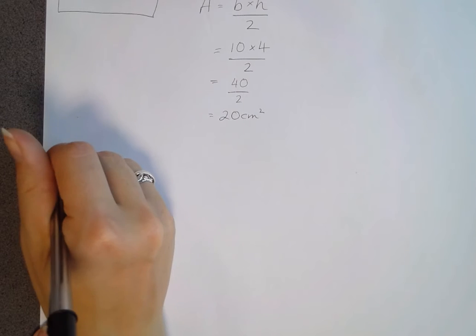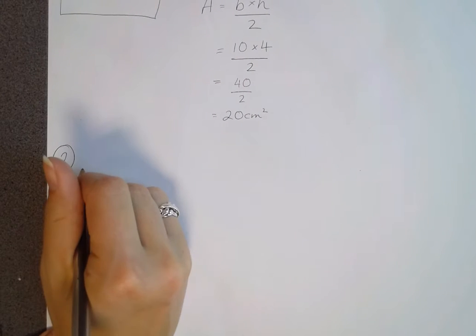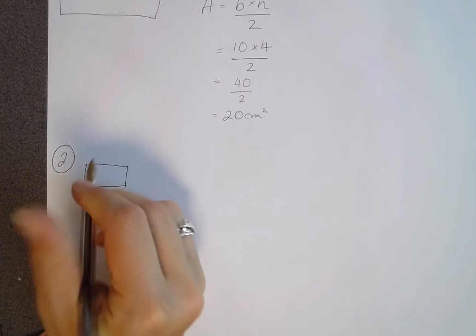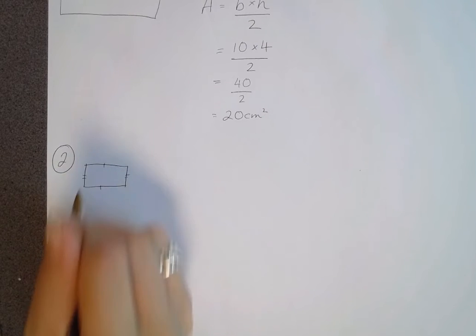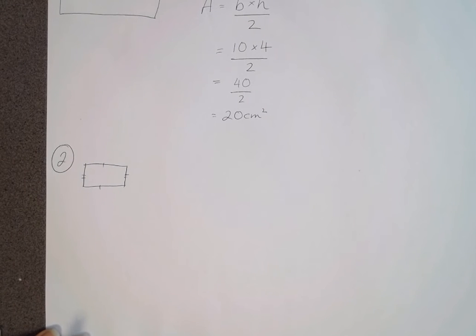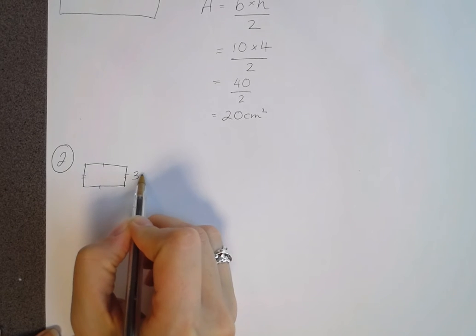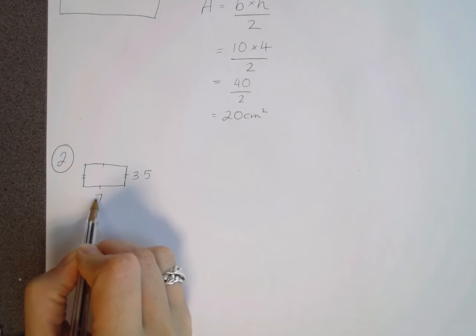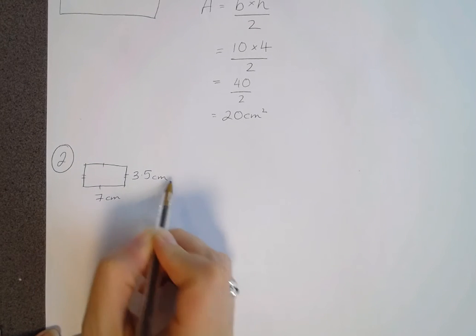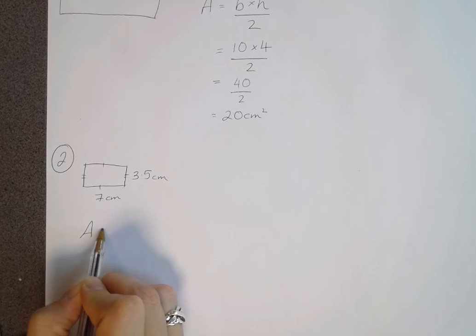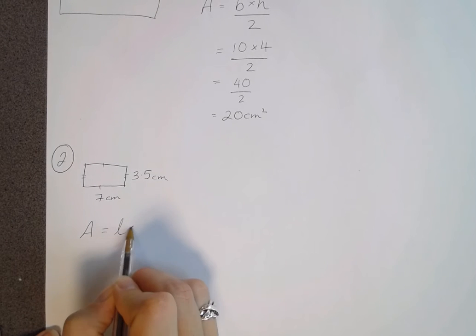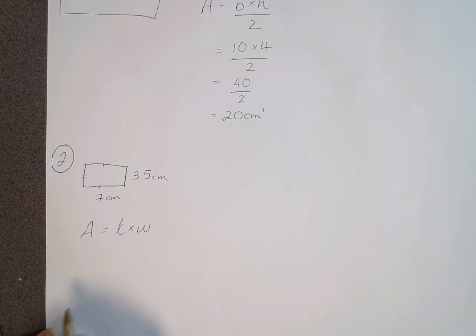All right, our second question. I'm going to give you a nice easy rectangle. Keeping in mind all of those similar side lengths here, let's go with 3.5 and 7, and they're going to be centimeters as well. So this time we know, nice and simply, our area, and we always write the rule first, is area equals length times width. I'm going to identify this long side as the length and this short side as the width. That's good communication justification right there.